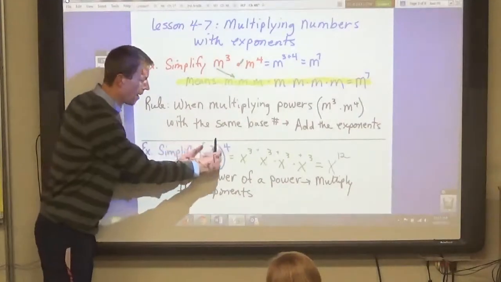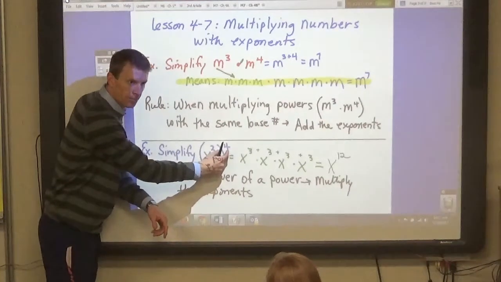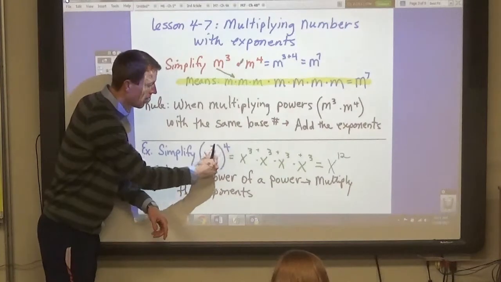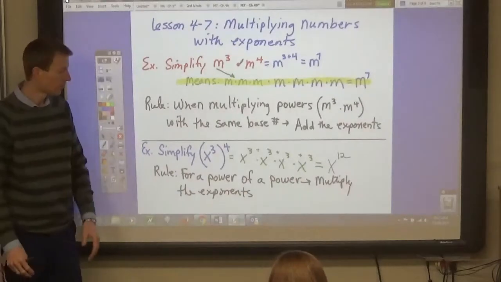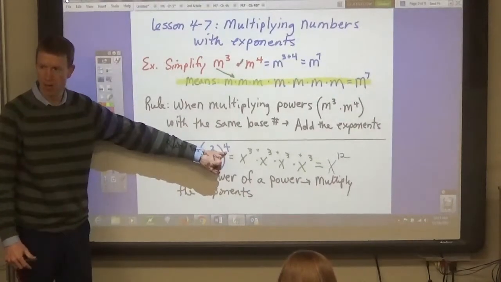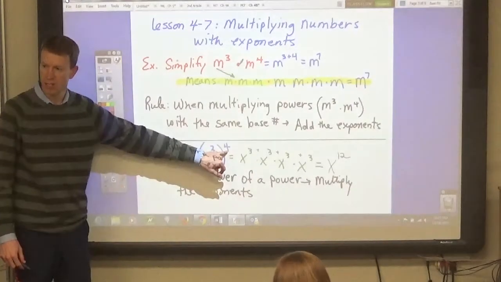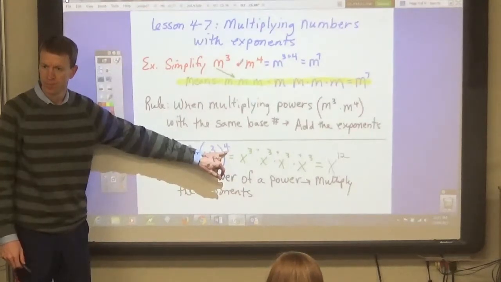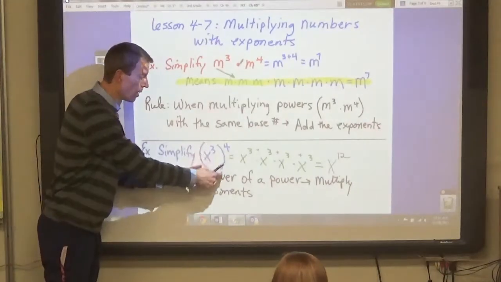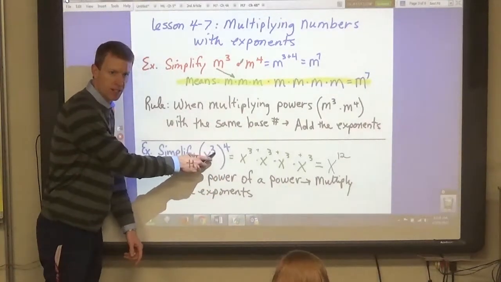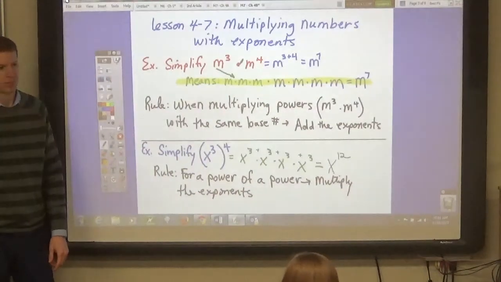Okay? So think of it. A power of a power is multiplying the 3 times 4, because the x to the third is being multiplied by itself 4 times. X to the third to the fourth power. And so then you multiply the exponents together to get the answer. Okay? Do you see the difference in the way that it's written? This one has the power right outside of the parentheses, and this one doesn't have parentheses at all. Okay?